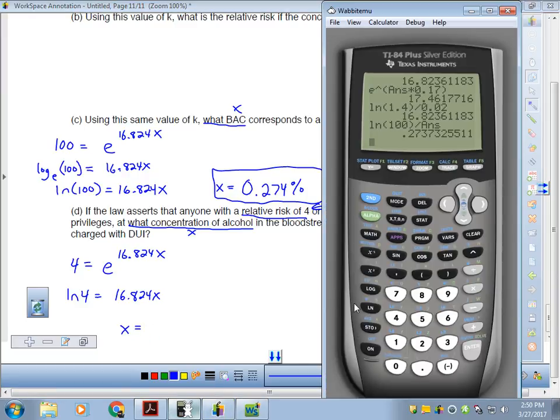I am going to have to go back and get that number again. So ln of 1.4 divided by 0.02, so that way I have that unrounded number. But this time I'm going to do ln of 4 and I'm going to divide by that number. And so I get 0.082%.